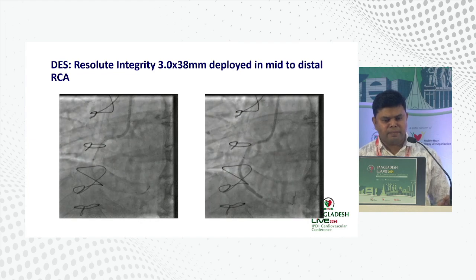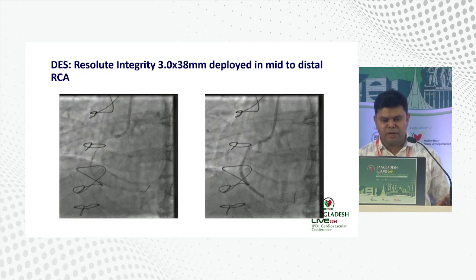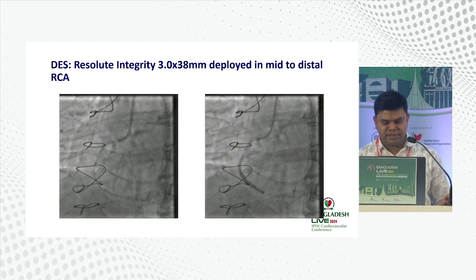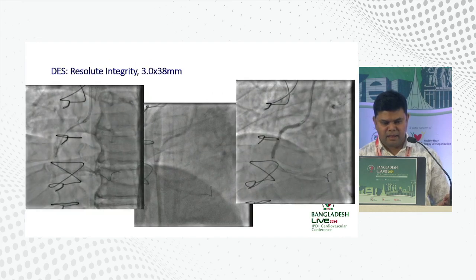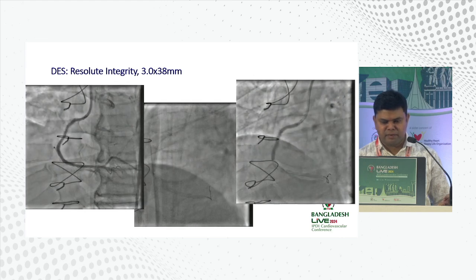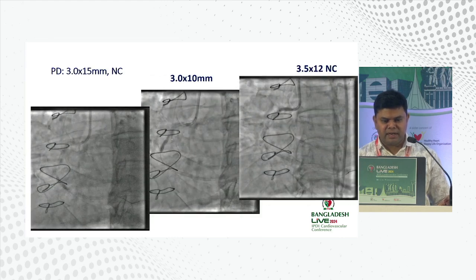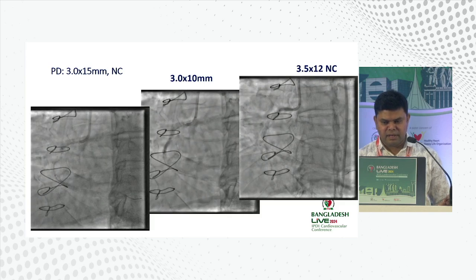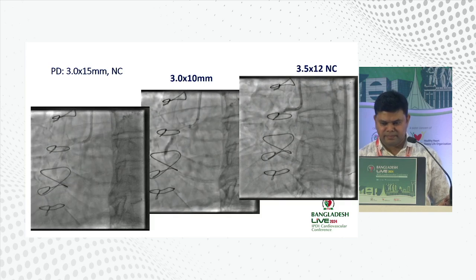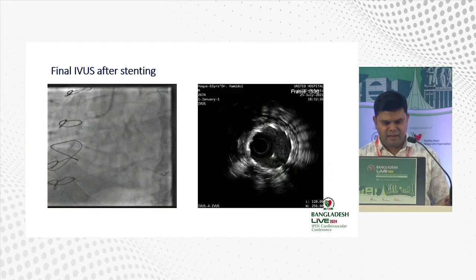And we deployed a drug-eluting stent, Integrity 3.0 x 38, in the mid to distal RCA first. Then we took again a 3.0 x 38 stent for the proximal, and post-dilated with 3 and 3.5 balloon. And final IVUS.